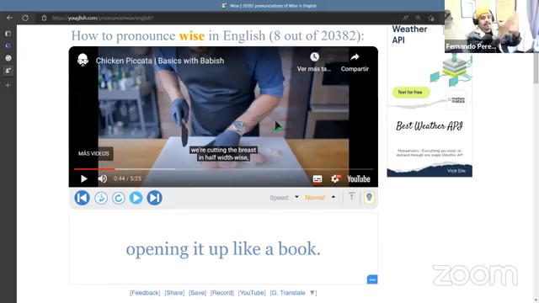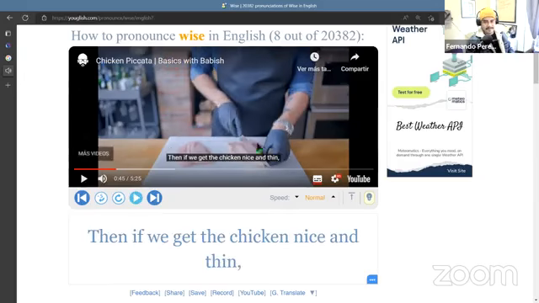So how was it? Not like this. We're cutting widthwise. You see? Because that will be height-wise and widthwise. Opening it up like a book. Then precisely. See?